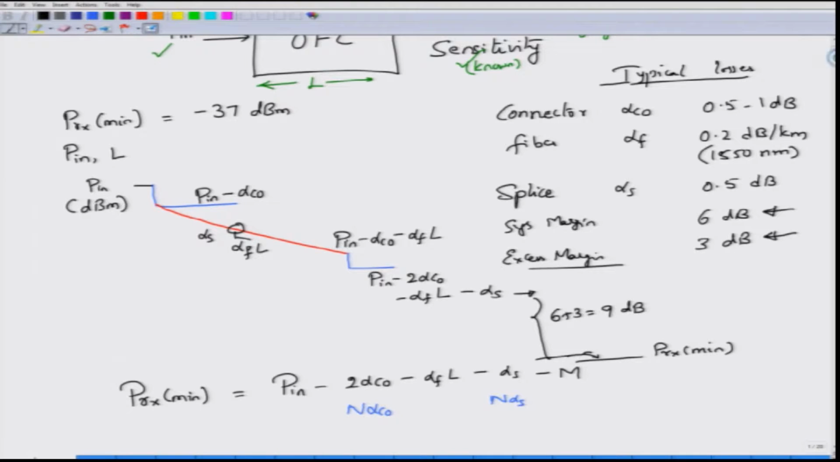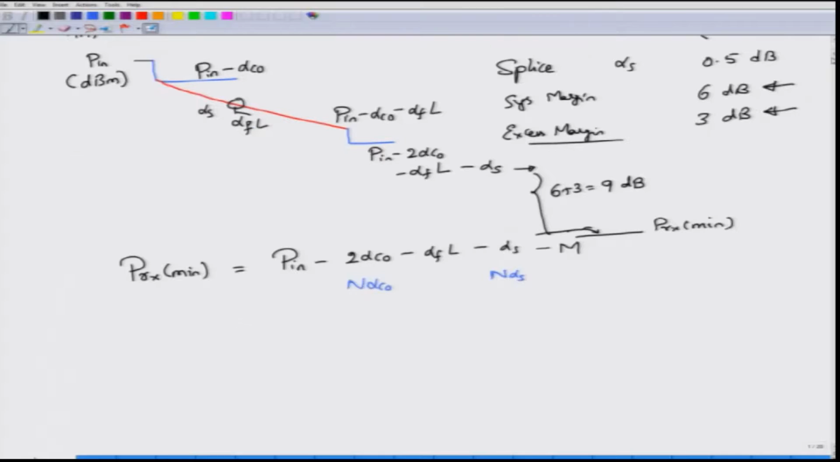So, substituting this for our case in the above situation, what we get is P in, a value which I do not know, alpha connector loss, let us take it to be 1 dB. So, this would be 1 into 2, that would be 2, minus alpha F into L, which is 0.2 into L. I do not know what is the length of the propagation, right. So, I have to find that out, minus, assuming one splice loss is about 0.5 dB, minus a margin of 9. Okay. So, this received power must be minus 37 dBm.